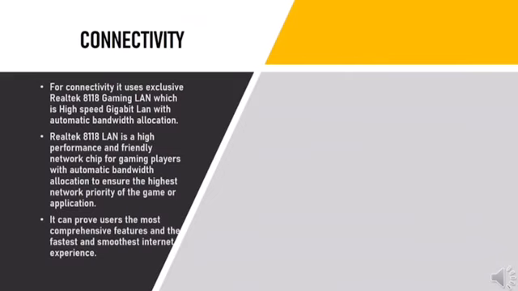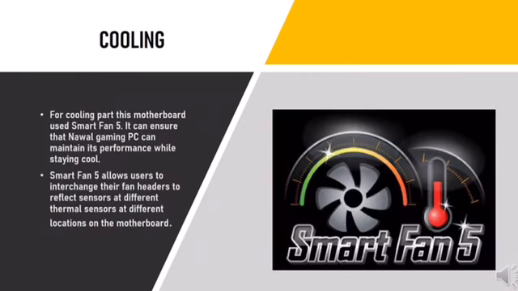Second is about cooling. For the cooling part, this motherboard uses Smart Fan 5. It can ensure that our gaming PC maintains its performance while staying cool. Smart Fan 5 allows users to interchange their fan headers to reflect sensors at different thermal sensors at different locations on the motherboard.